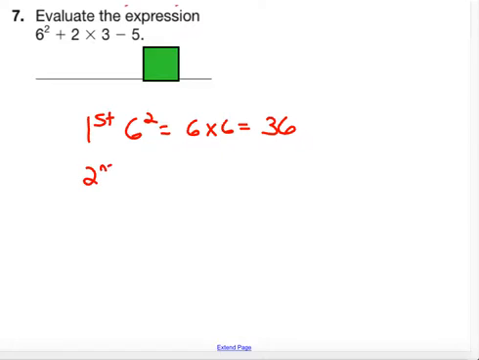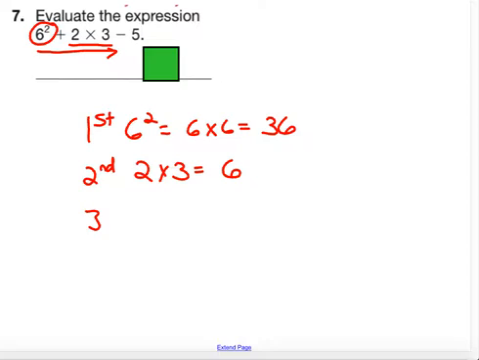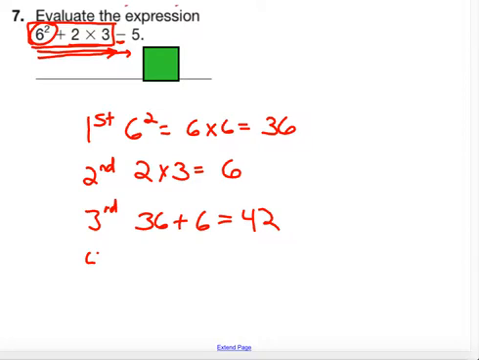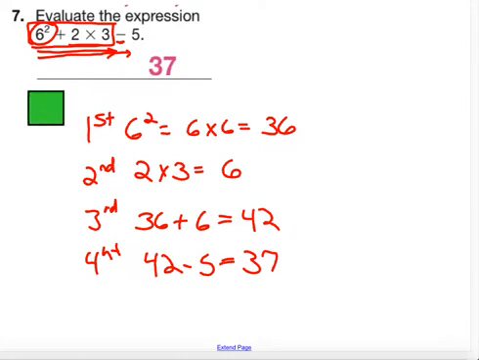The second thing you will do is look for multiplication or division from left to right. Well, 2 times 3 is next. 2 times 3 is 6. Then you will look for addition or subtraction from left to right. And you will see that the value of 6 to the second needs to be added to the value of 2 times 3. So your next step will be 36 plus 6 equals 42. Then we continue to look for addition or subtraction, and we will see that everything we got must subtract 5. So our fourth step will be 42 minus 5, and that equals 37. And your answer is 37.